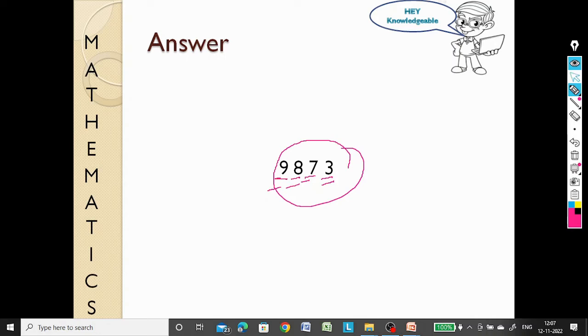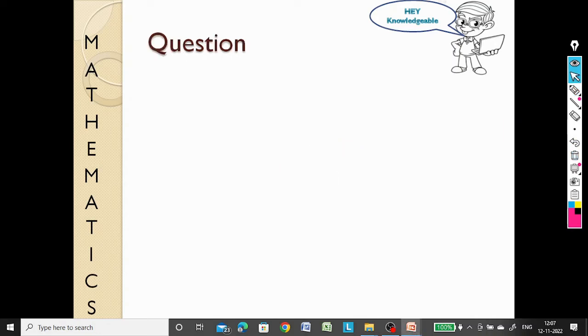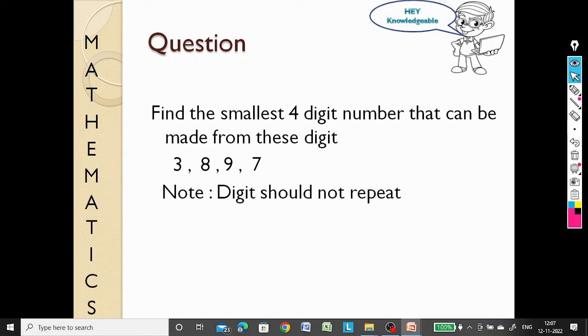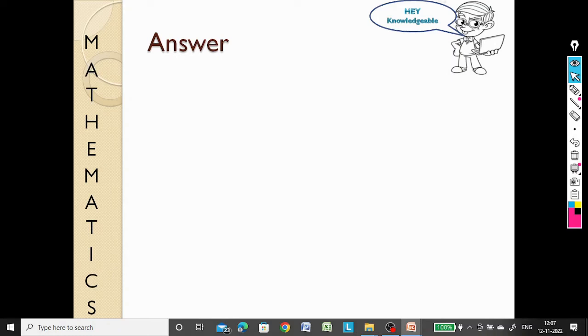In the same way, if you see another question, it is basically: find the smallest 4-digit number that can be made from these digits, 3897. So again, the concept would be the same. To make it the smallest, you have to keep the smallest number at the leftmost. That is 3 at the leftmost, so that becomes the smallest number. And then you will put the digits in increasing order. So that's why 3789 would be the smallest number that can be made from those 4 digits.